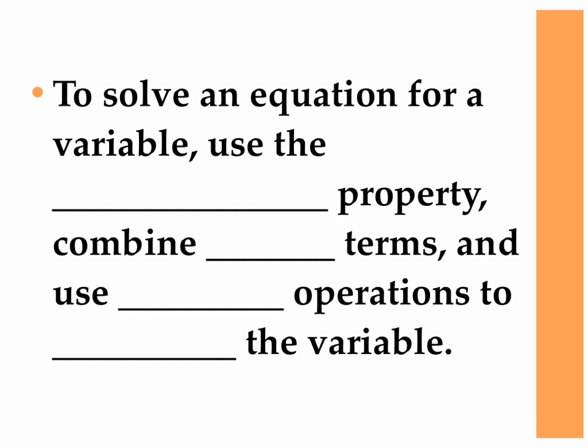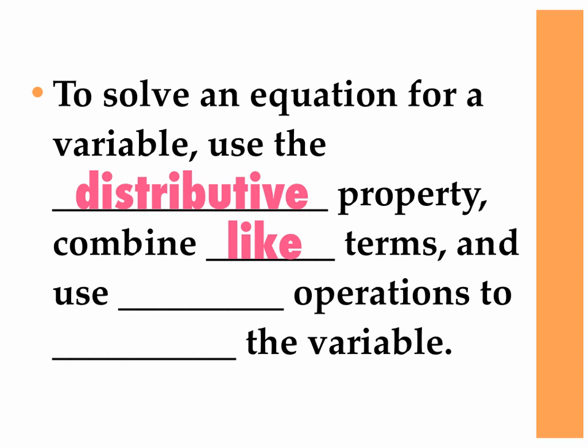To solve an equation for a variable, you have to use the distributive property, combine like terms, and use inverse operations to isolate the variable. You're not always going to have to use the distributive property or combine like terms, but if there are parentheses or more than one term that have the same variables, then you are going to have to use the distributive property and combine like terms.